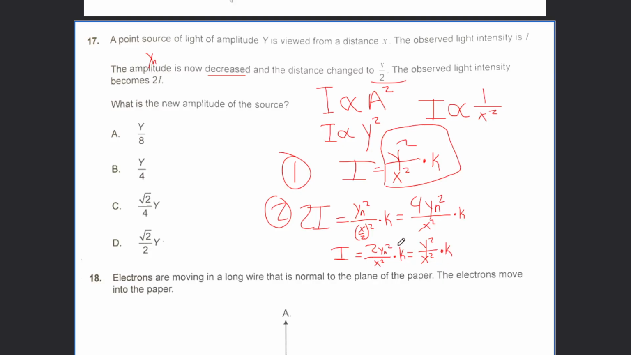So what is the new amplitude? Well, I need this to cancel. Obviously all of this will cancel, so I have 2y sub n squared is equal to y squared. So divide each side by 2 first of all. We have y sub n to the power of 2 is equal to y squared over 2.